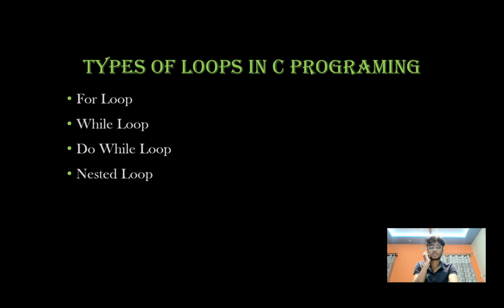Coming to the next topic, what are the types of loops in the C programming language? Basically, we have four loops: for loop, while loop, do while loop, and nested loops. For loop is different, while loop is different, do while loop is different, and nested loop is different. While loop and do while loop are almost the same, but not completely. But we are not going to discuss any of the loops here except nested loops. We are going to discuss nested for loops in brief today.